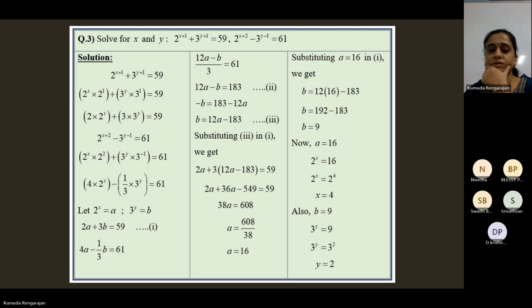Completed? Yeah. So which method is used here to find the values of x and y? Elimination method? Substitution method. Very good. Okay, so I have used the substitution method. You can also use the elimination method, but I have worked it here using the substitution method.